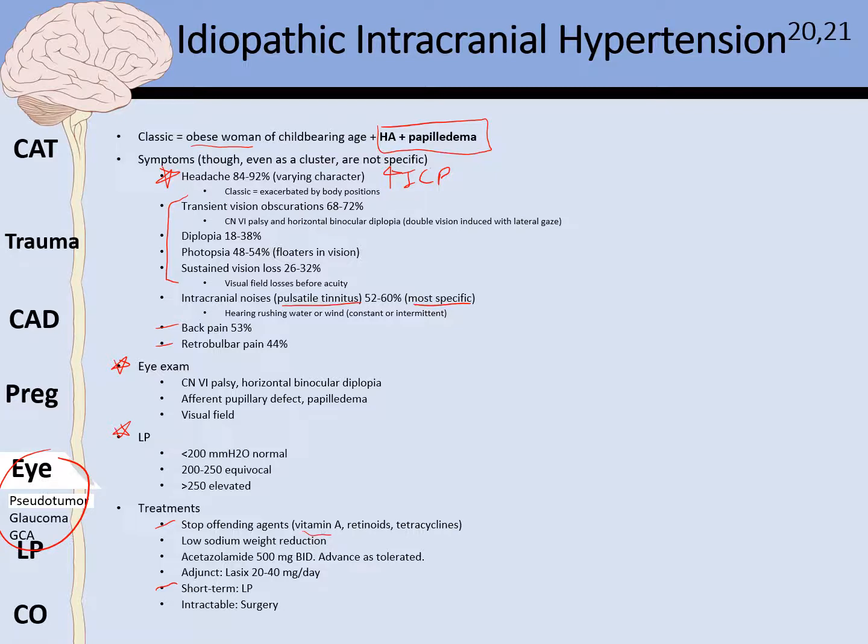Vitamin A, retinoids, or tetracyclines have been associated with this diagnosis. Low-sodium diet and weight loss have also been helpful. Acetazolamide is a first-line medication, but Lasix can also be used as an adjunct. If the patient is refractory to these interventions, then they may need surgery such as a VP shunt.